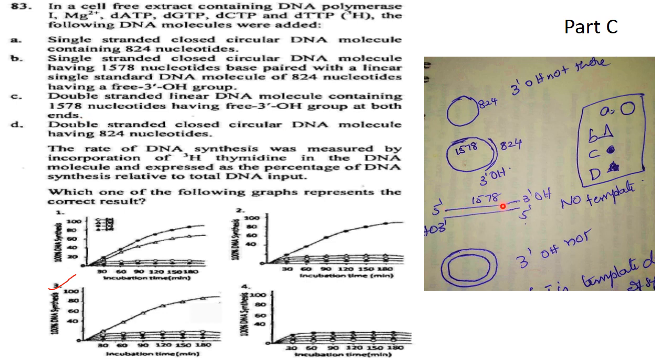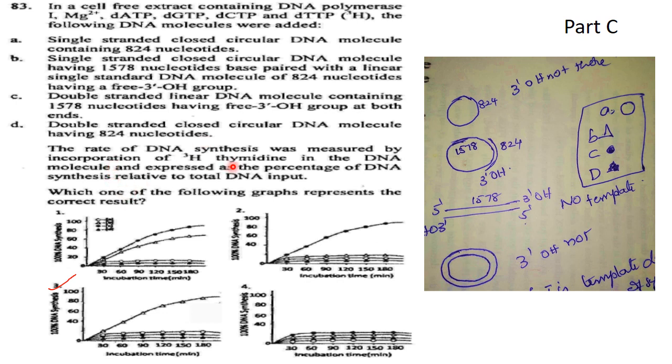So this is it, double-stranded DNA molecule having 3' OH groups at both the ends, but there is no template for that to synthesize. So that also will not be synthesized. C also will not be synthesized. Double-stranded closed circular DNA molecule having 824 nucleotides, that is like this, there is no 3' OH group. So it will also not be synthesized.